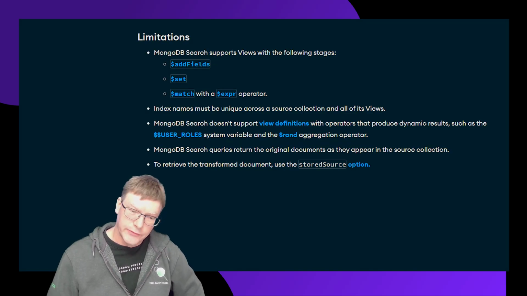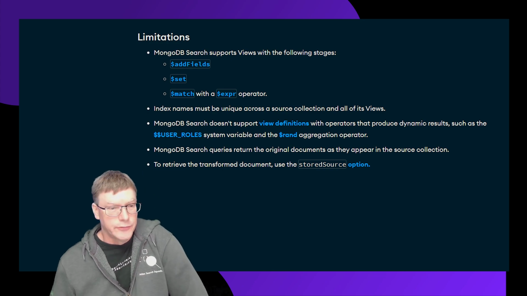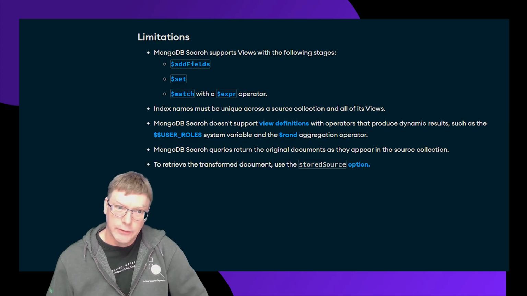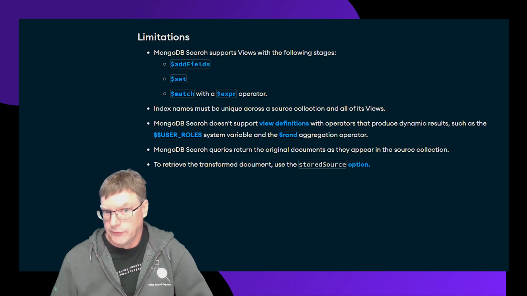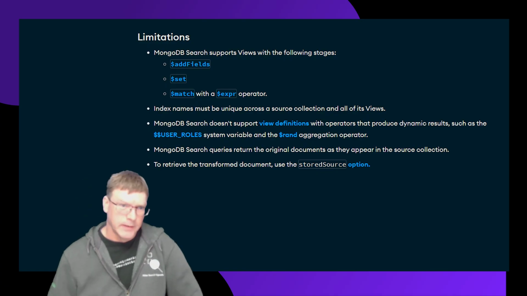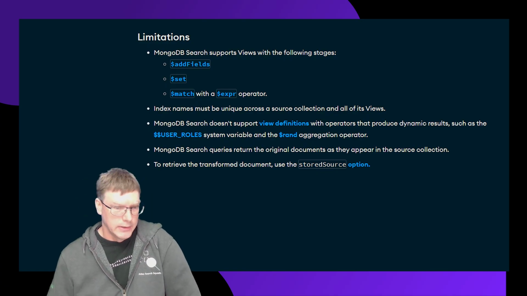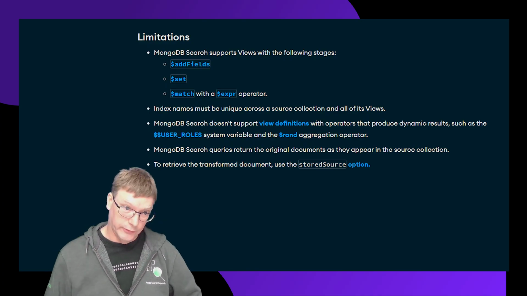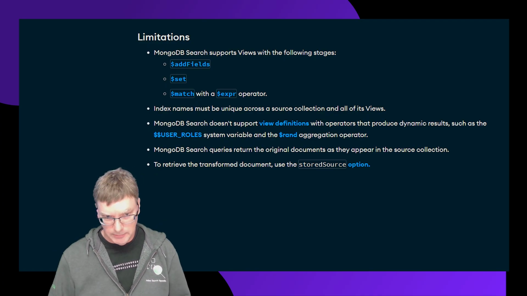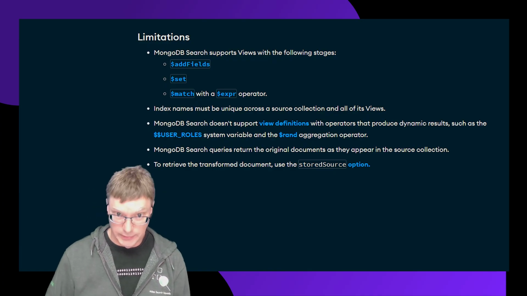One thing to note is that in the create view, there are only 3 stages that are supported within that view pipeline. You can add fields, you can set new fields, which allows you to also remove the field with the $$REMOVE trick. And you can use a match, as we saw with the partial indexing, with an $expr expression so that you can use some logic to match documents or not match documents to feed the search index.